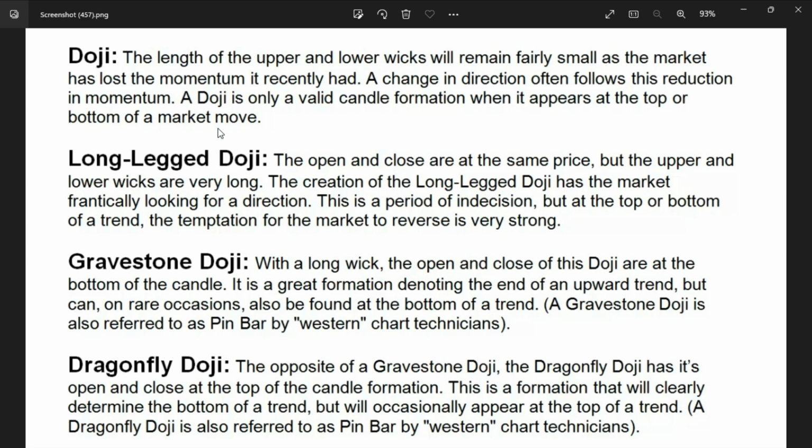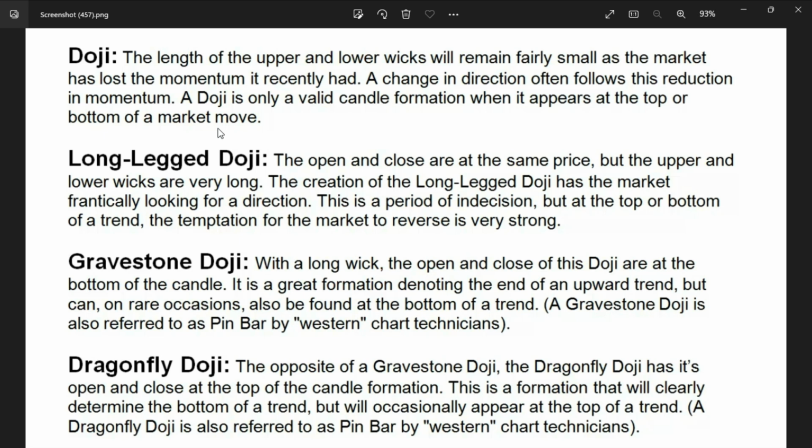In this gravestone doji with a long upper wick, the open and the close price are at the bottom of the candle. It is a great formation denoting the end of an uptrend, but you can see it rarely. It rarely occurs on a higher time frame, and it rarely occurs on a lower time frame. But I'm still going to show you an example on an actual screenshot chart, so you will understand what I'm trying to say.